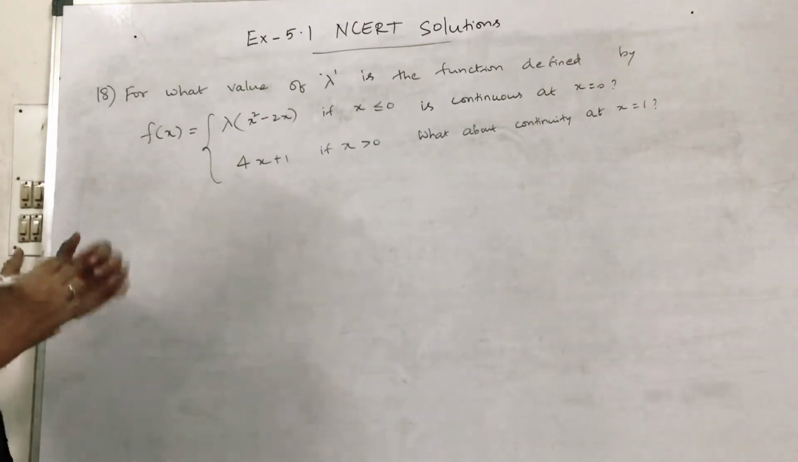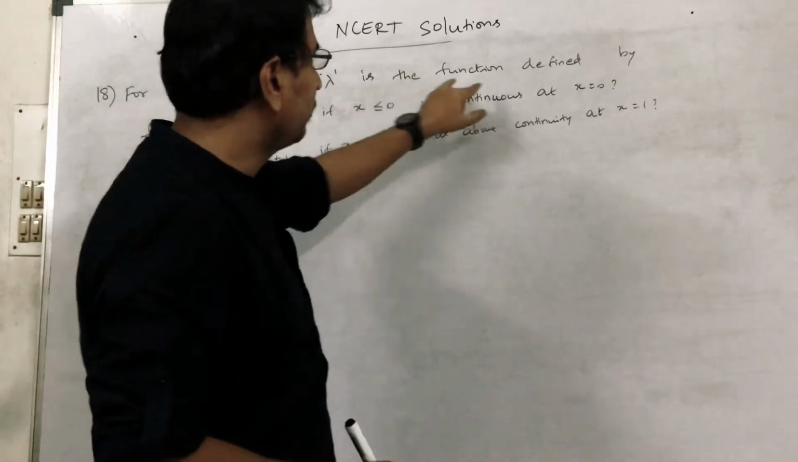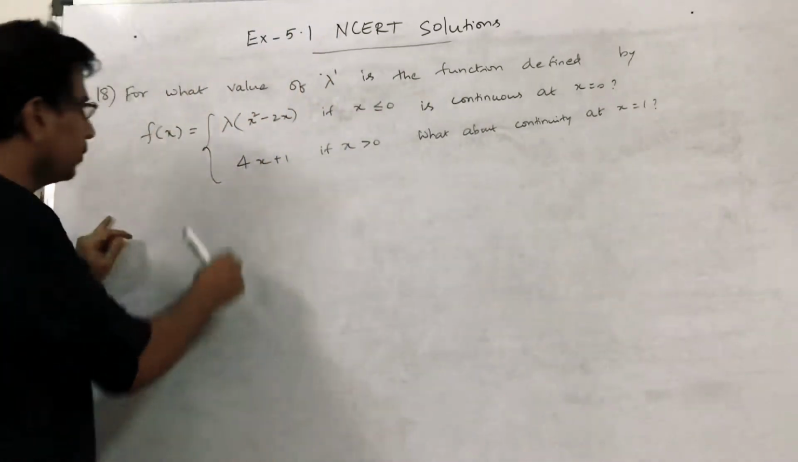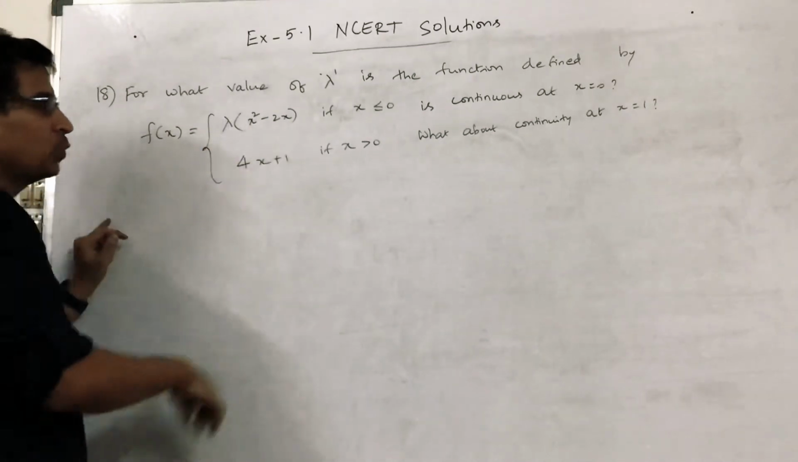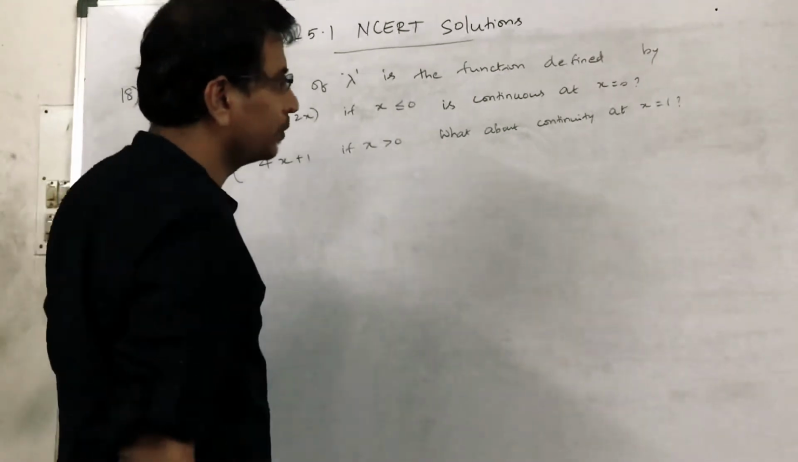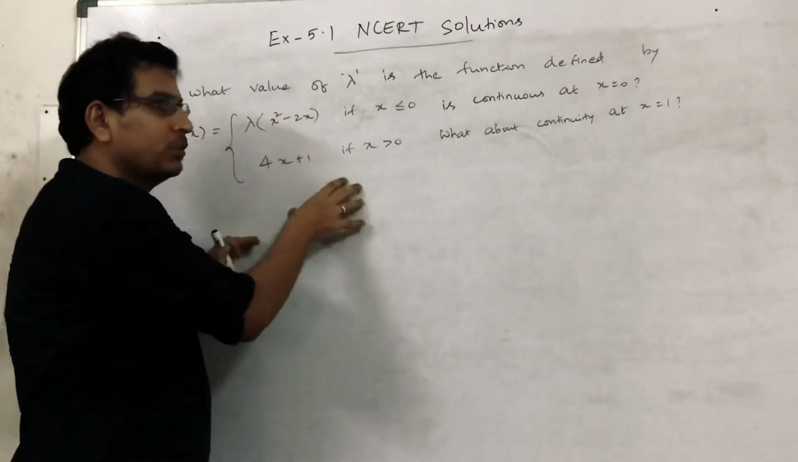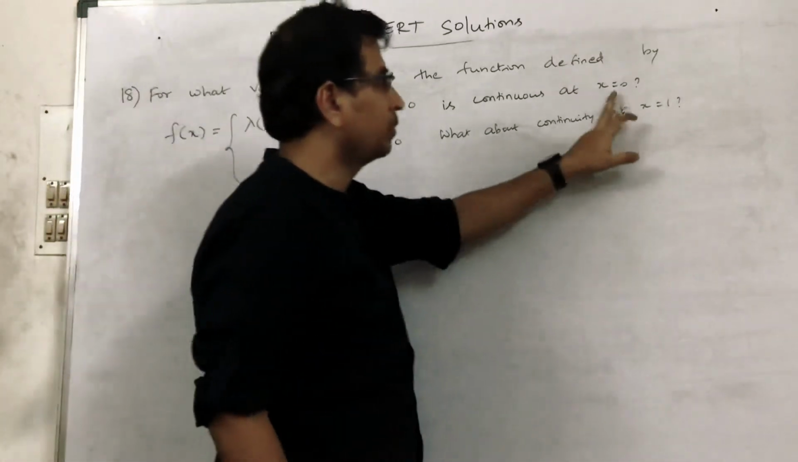Now we will see the 18th problem. The question is, for what value of lambda is the function defined by f of x equal to lambda into x square minus 2x if x is less than or equal to 0, or 4x plus 1 if x is greater than 0, when you substitute here, this function will become a continuous function at x is equal to 0?